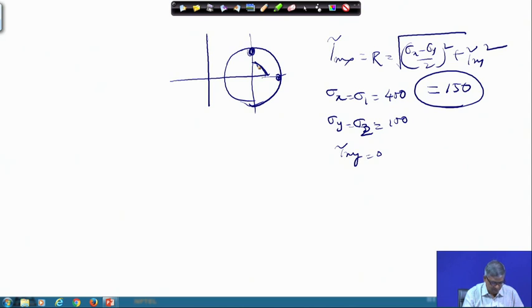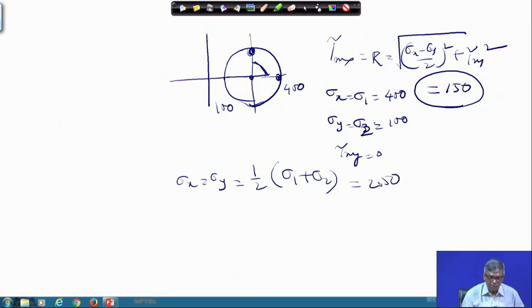Then the magnitude of the normal stress acting on the x and y plane associated with this will be how much? This is 400 by graph and this is 100, and then you can find out the center, sigma x plus sigma y by 2. Then sigma x equal to sigma y equal to half of sigma 1 plus sigma 2. Graphically also you can find out that it becomes 250.